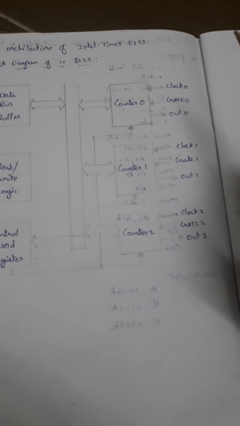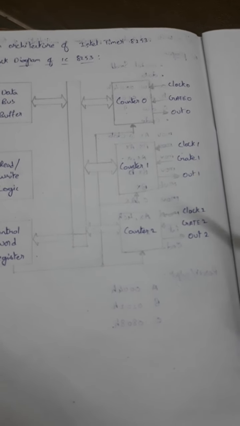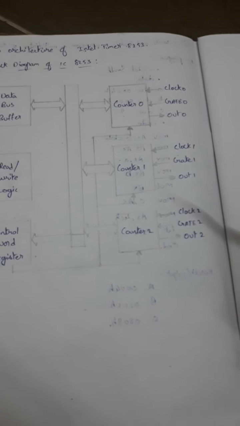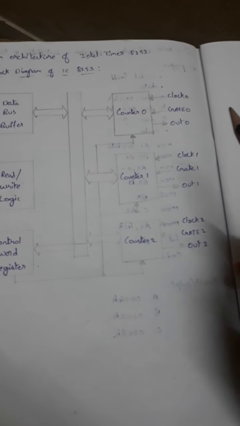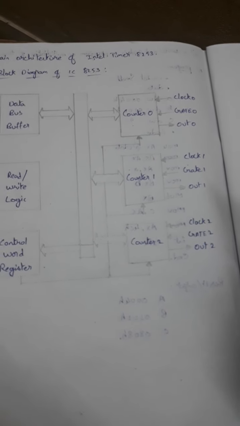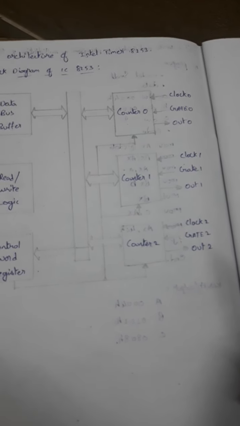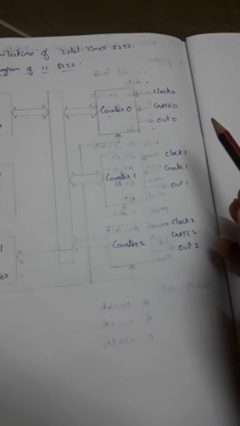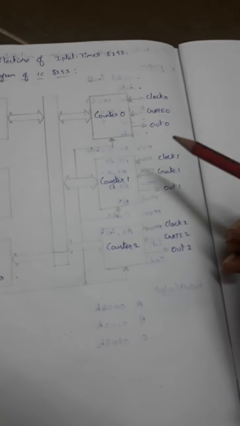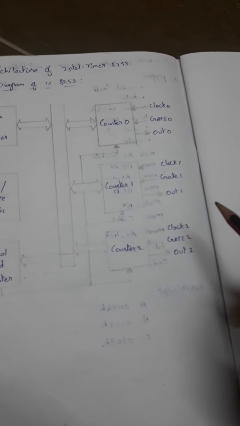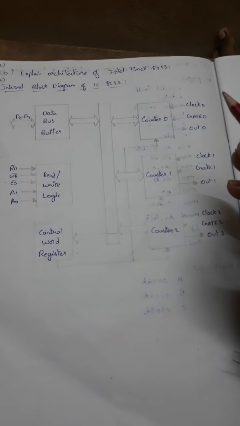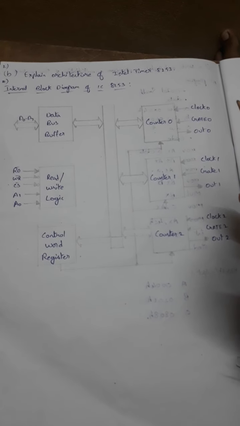And 6 different programmable operating modes are present in the 8253 timer or counter. Here the counting is in binary or BCD. The signal is of 5-volt supply. This can be operated in DC and AC up to 2.6 megahertz. They can be programmed to generate different types of delay signals and also count external signals.